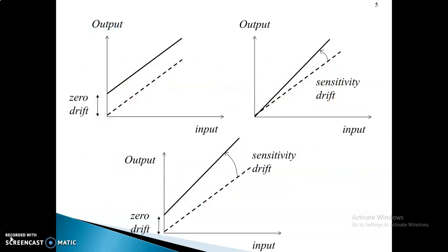While concentrating on drift, there are three things. Look at the first graph. The first one is an example of zero drift. The second one is an example of sensitivity drift. And the third graph is a combination of both zero drift as well as sensitivity drift. Zero drift means there is a shifting from the zero position. Sensitivity drift means it is proportionally taken, but there is a slight shift. If both are combined, that is what the third graph shows.